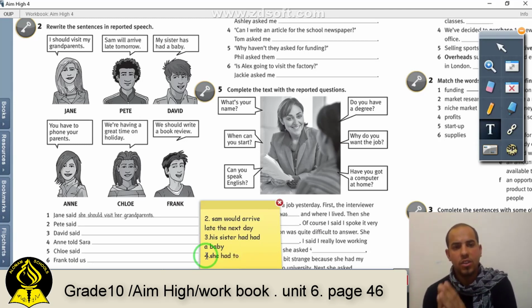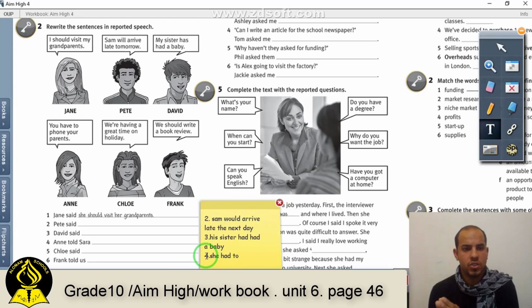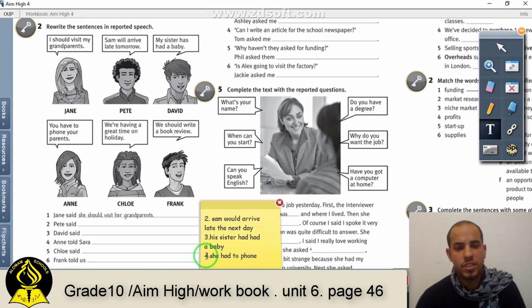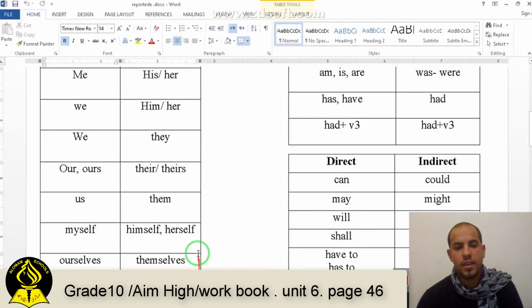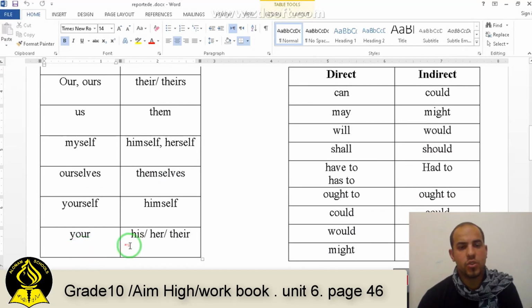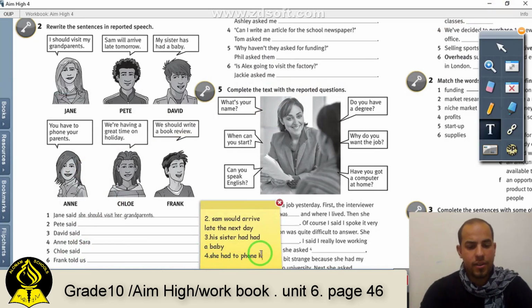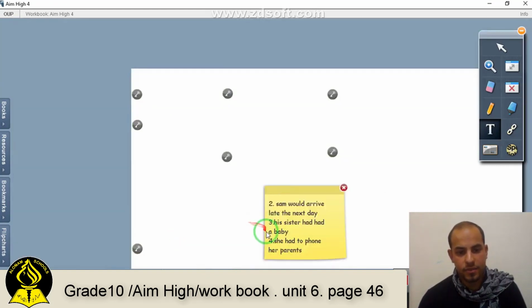That she had to phone, your changes to his or her or their, it depends. Now we hear the object as Sarah, and Sarah is a female, that she had to phone her parents. Excellent, excellent.